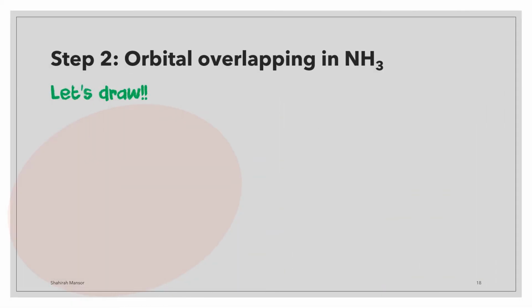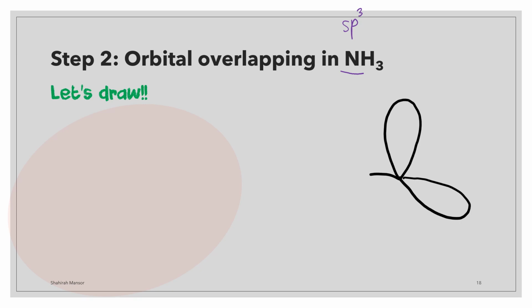Now, let's do the orbital overlapping of ammonia. So just now we have identified this nitrogen as having sp3 hybrid orbital. So firstly, you have to draw the shape of the hybrid orbital sp3 that is tetrahedral for the nitrogen. And don't forget to label all the orbitals with sp3 labeling. And also put all the electrons that we have found from the sp3 hybrid orbital just now.